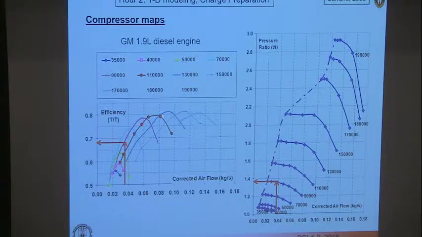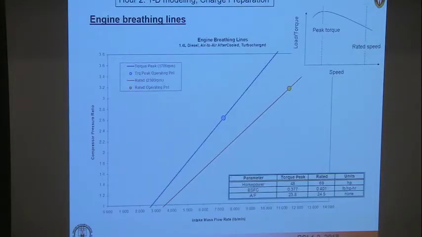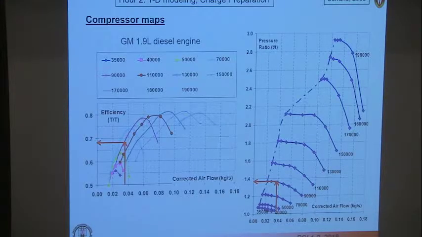And so combining the efficiency chart with the compressor map tells you where you would like to position the lines that I showed you over here, so that you ensure that you have your highest efficiency right in between these two lines, your breathing lines.